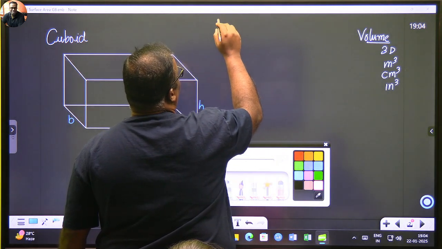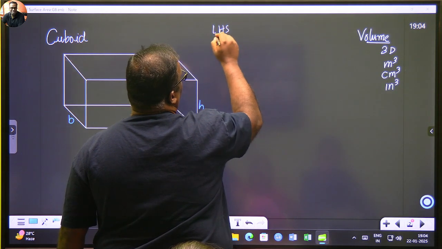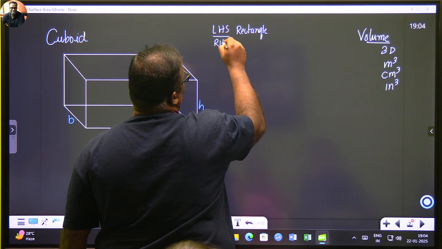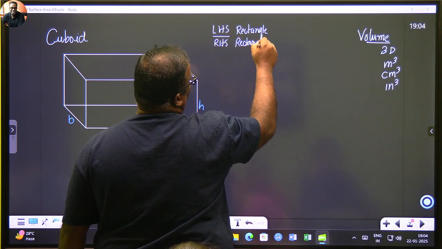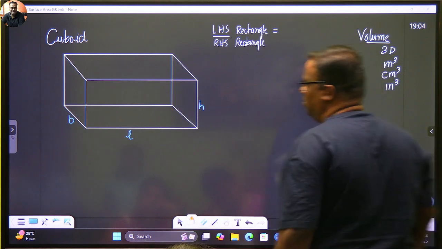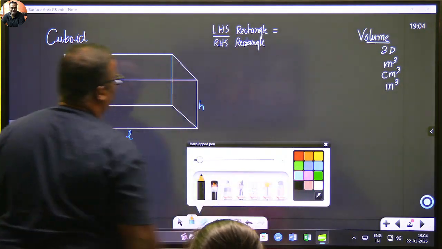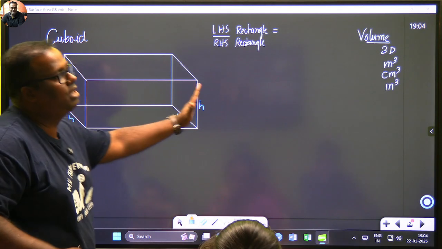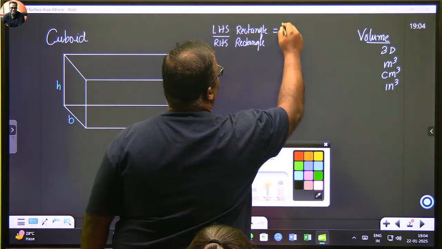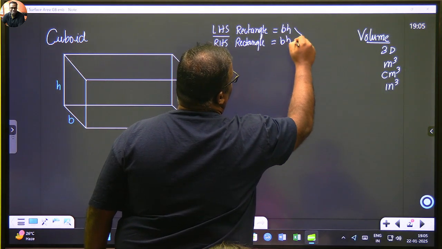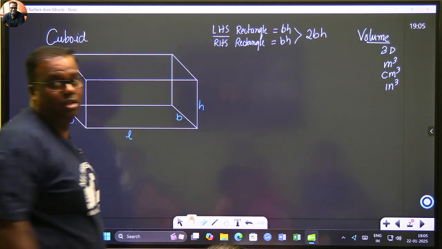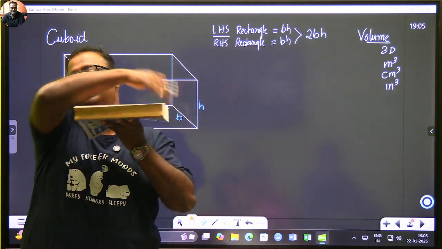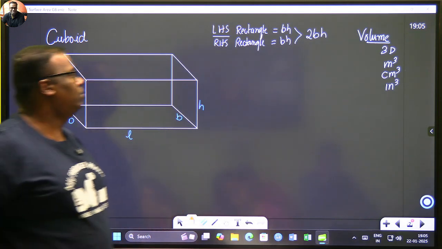Okay, so let's see. On my left hand side, I have got a rectangle. Do you agree or not? Agreed? And on my right hand side also, I have a rectangle, for a cuboid. Can you tell me what is the area of the left hand side rectangle from this figure? This is B and this is also B. So the left hand side will be how much? B into H. What is the right hand side? B into H. If I add both of them, I get how much? 2BH. Understood? It's very easy. B into H for this, B into H for this. If we add these two, how much? 2BH. Agreed?